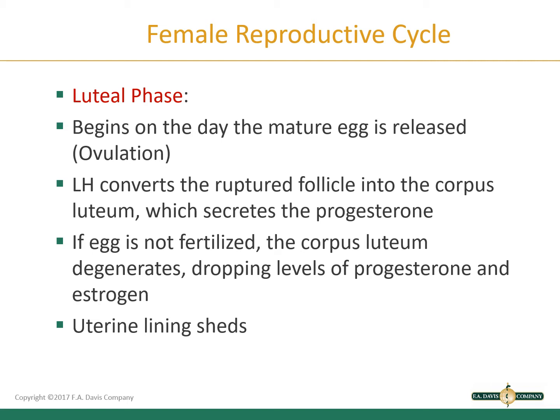Now, if the egg is not fertilized, the corpus luteum will degenerate, and you will see the levels of progesterone and estrogen drop. So the corpus luteum will break down if the egg is not fertilized. So that causes a drop in progesterone and estrogen, and this in turn is what triggers menstruation, our menstrual period. The reproductive cycle will start all over again in this case.